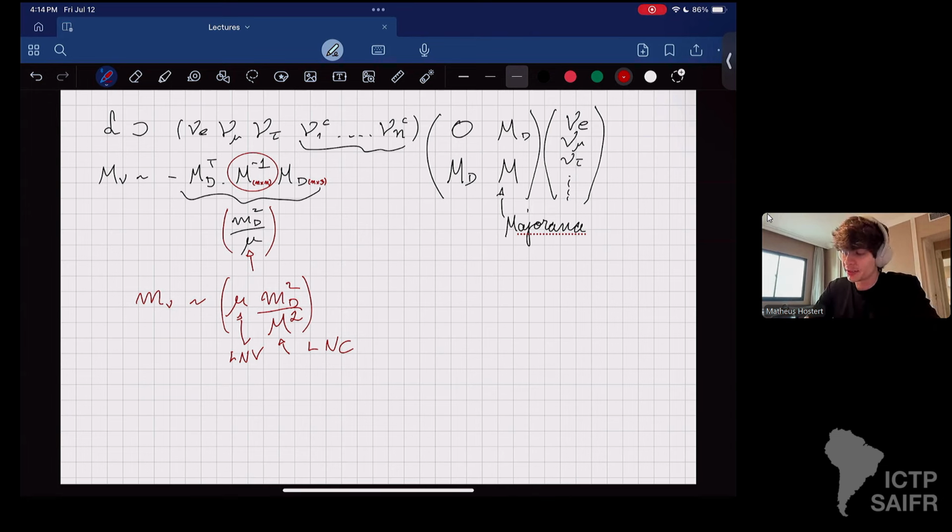This is a very popular class of theories. It goes by the name of low-scale seesaws. Some people love this, some people hate this, but the truth of the matter is it's just another possibility for what neutrino masses could look like. Okay. Any questions so far?